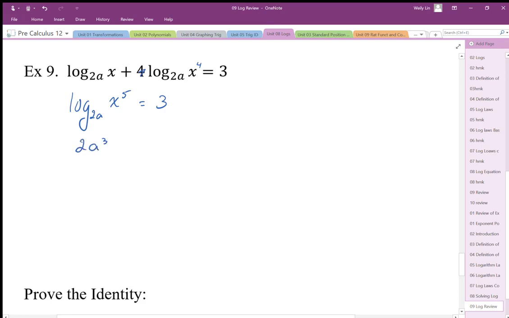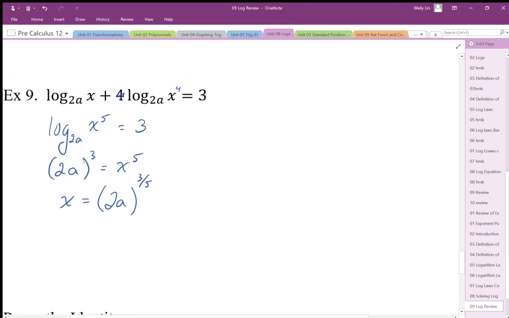If I put cubed here, this is a problem that I was talking about before. We cannot put the cube on the a. It has to be 2a all cubed equals x to the power 5. And then solving for x, we get the fifth root of this, so 2a to the power 3, the fifth root. Okay, so there's my solution for a.